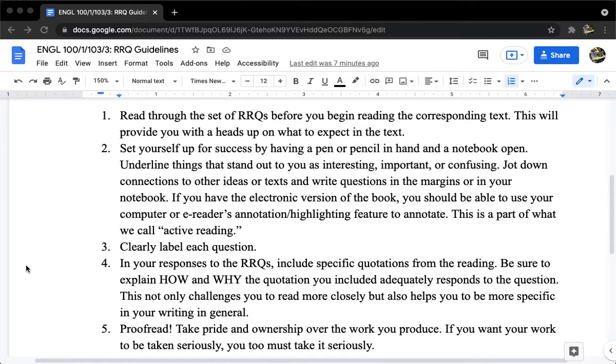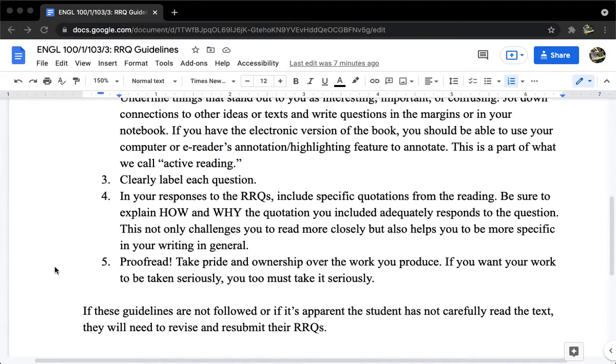Clearly label each question. In your responses to the reading response questions, include specific quotations from the reading. Be sure to explain how and why the quotations you included adequately respond to the question. This not only challenges you to read more closely, but also helps you to be more specific in your writing in general. And finally, proofread. Take pride and ownership over the work you produce. If you want your work to be taken seriously, you too must take it seriously.